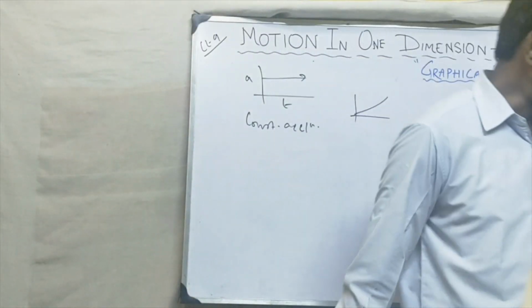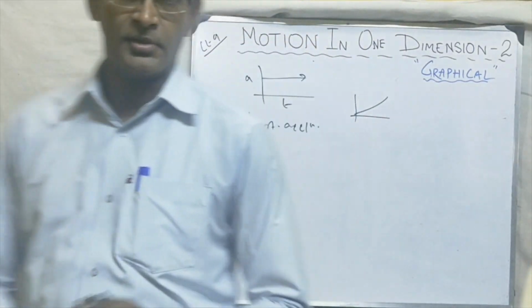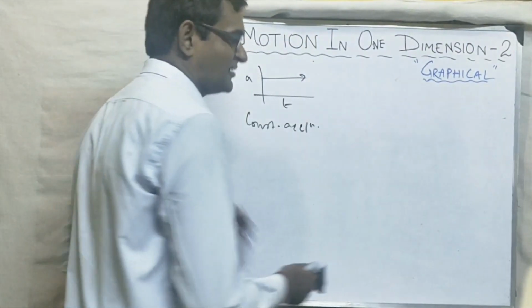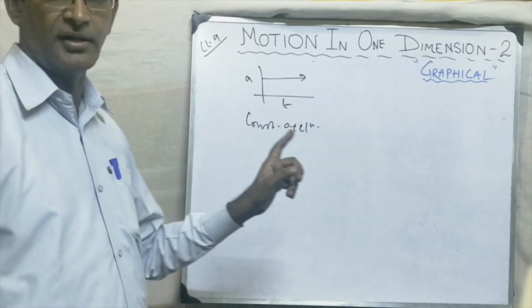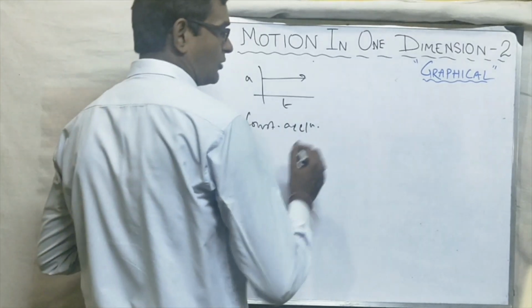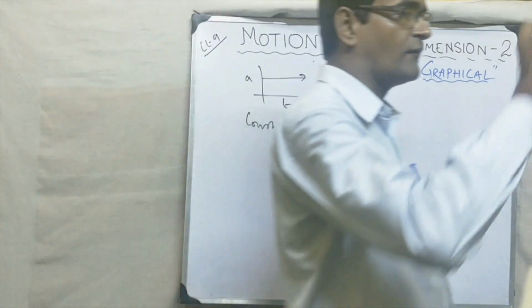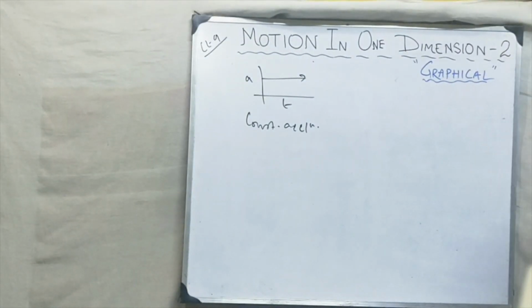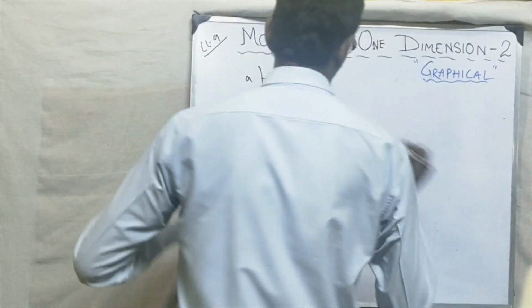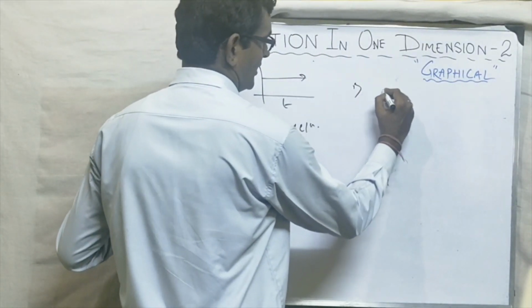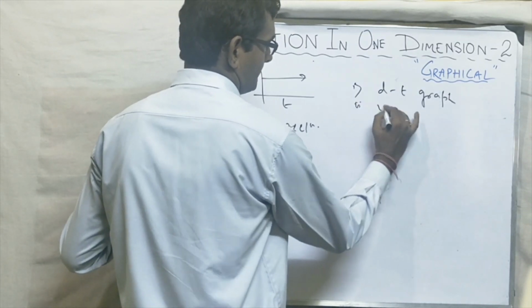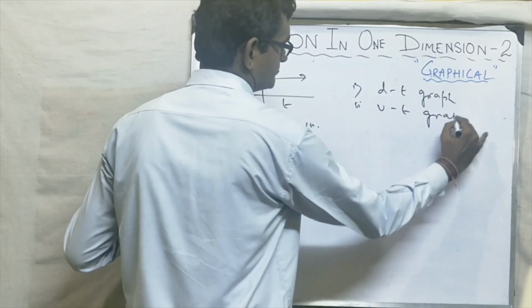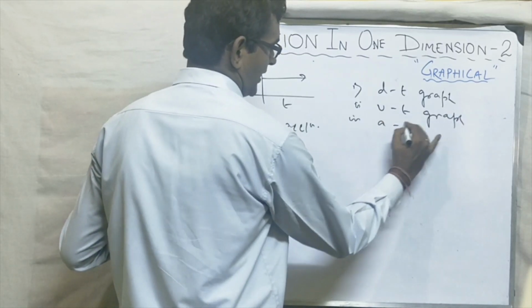Question: a body is falling from a height. One question comes in ICSE, class 9 ICSE. So please note it down: a body is falling from a height. Show its motion by the help of, one, a displacement time graph, two, a velocity time graph, three, an acceleration time graph.